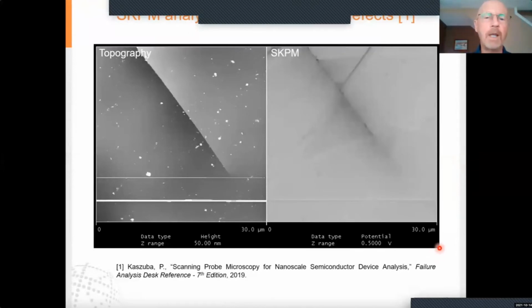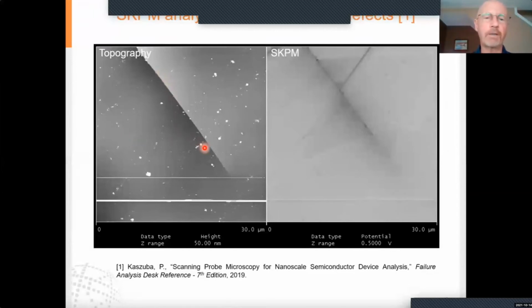Another example of scanning Kelvin probe microscopy is where we've successfully used it to image stress lines in silicon. What I've done here is I've taken a piece of silicon and I stressed it. I basically just took a piece of silicon and laid it over a paper clip on the table and pushed on it on both sides to flex it.